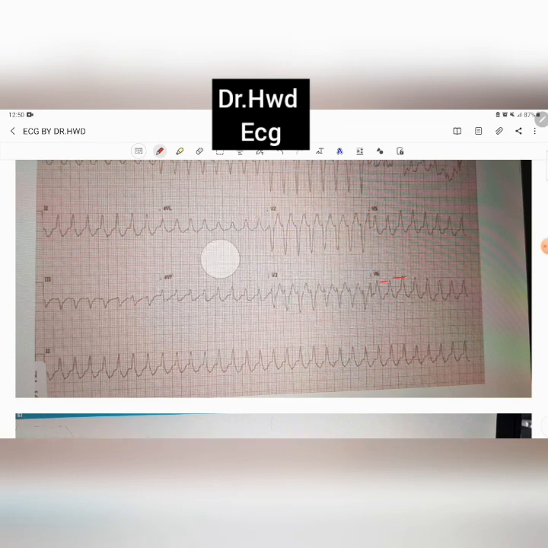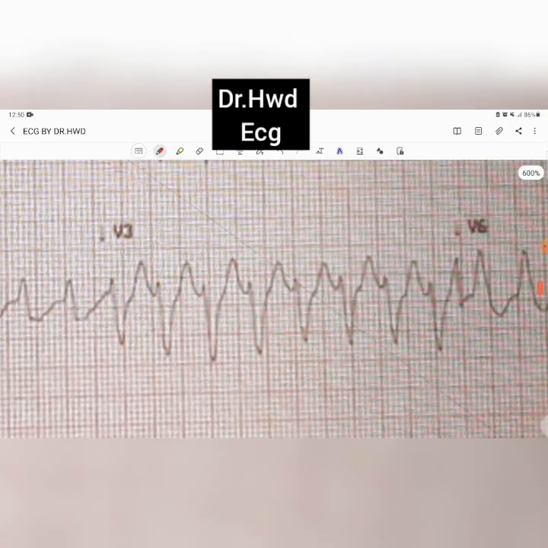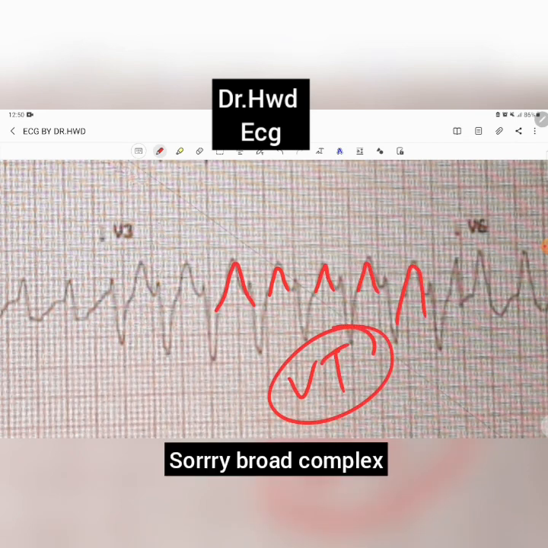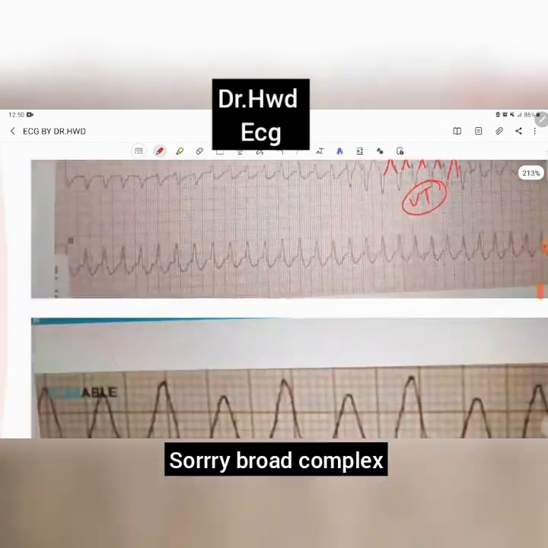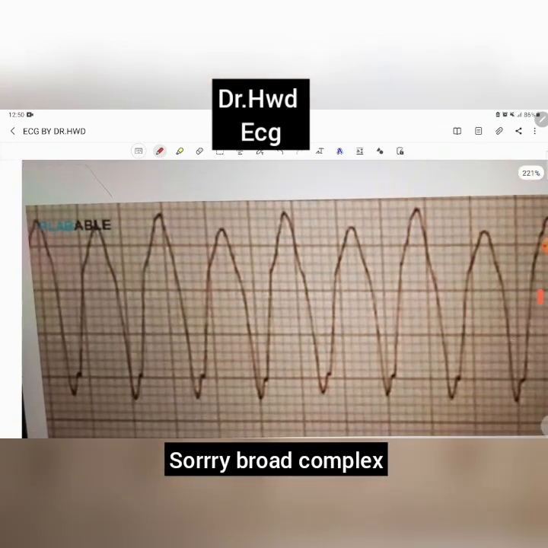Now, to determine whether it's a broad complex or a narrow complex tachycardia, we have to look at the complexes, right? So this is narrow complex tachycardia, right? Your narrow complex tachycardia, which is your VT, right? Again, this is just your VT. Okay, this is just your VT.